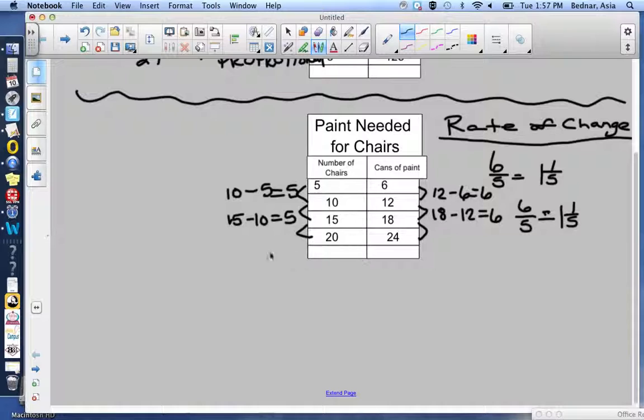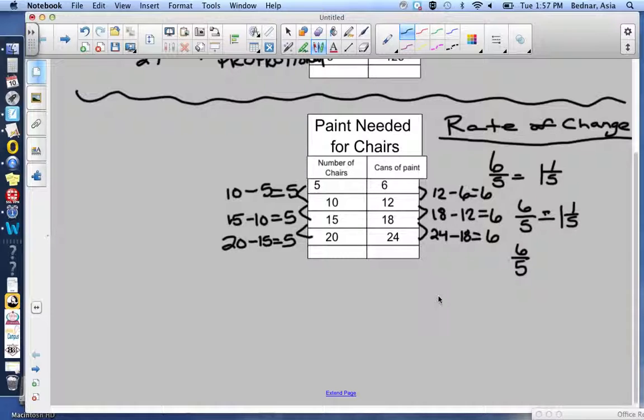And if they give you all the points, you got to take the time to do the work. So now I have 20 minus 15 equals 5. Sure looks the same. Let's make sure though. 24 minus 18 is a 6. So do these have a constant rate of change? Yes, they are all going to have 6 over 5 as their rate of change.